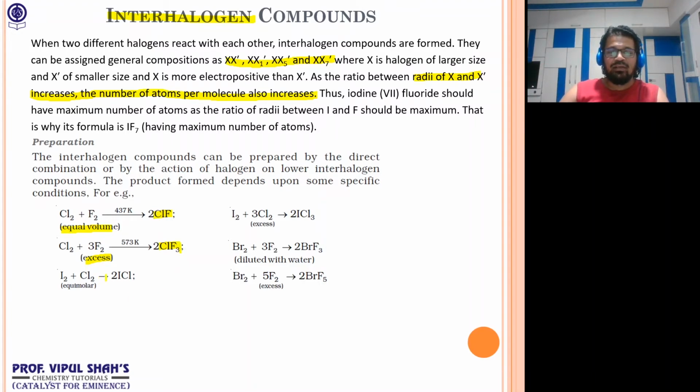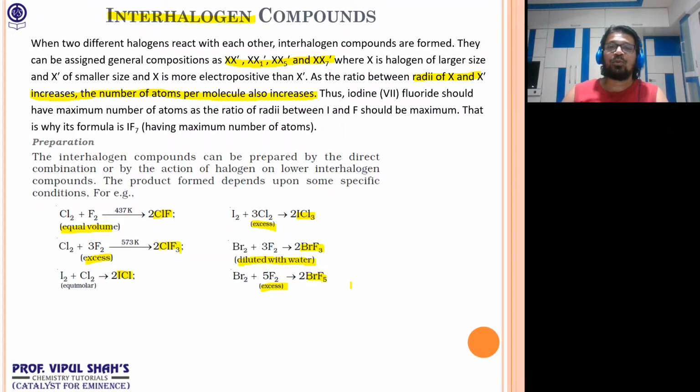Then iodine and chlorine give ICl, that's iodine monochloride. With chlorine in excess, it forms ICl3, that's iodine trichloride. Then bromine, when diluted with water, forms BrF3, that's bromine trifluoride. And with excess fluorine, it forms BrF5, bromine pentafluoride. These two compounds were there in VSEPR. One is ClF3, I told you, distorted sp3d, bent T-shaped, with two lone pairs at the equatorial position, so the axial bonds are bent in the form of a T.